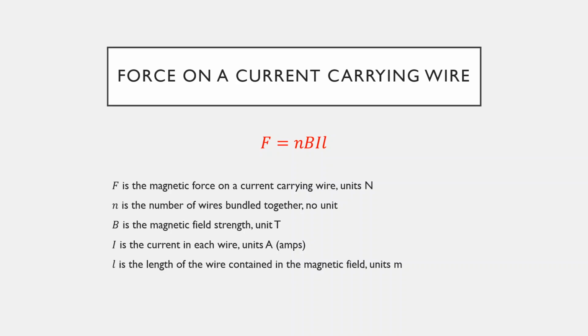B is the magnetic field strength, I is the current in the wire, and L is the length of the wire contained in the magnetic field. Okay, that's really all it is. So F equals NBIL. Just make a note that your wire has to be perpendicular to the field. If it's parallel to the field, just like with moving charges, they're not going to experience a force. Okay, so they have to be perpendicular.